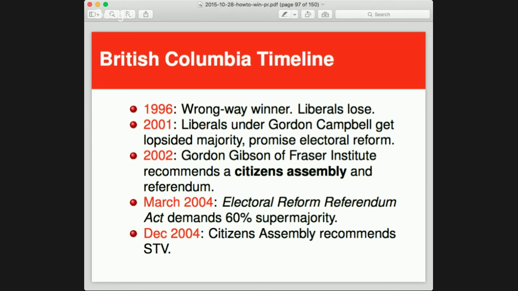Except that, remember in New Zealand, they said 50% plus 1 plus 50% of the ridings. We said that's not democratic enough. You need 60%. So you need 60% of the vote and 60% of the ridings, and that's what democracy means. And so they imposed this actually fairly late in the citizens' assembly process. Some of the citizens in the citizens' assembly were caught off guard. And then the Citizens' Assembly recommended single transferable vote. So now we're going to have a referendum.